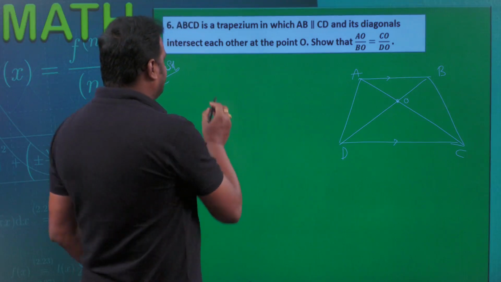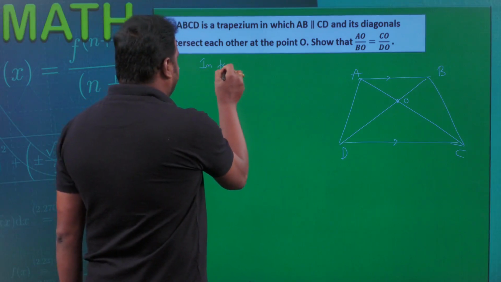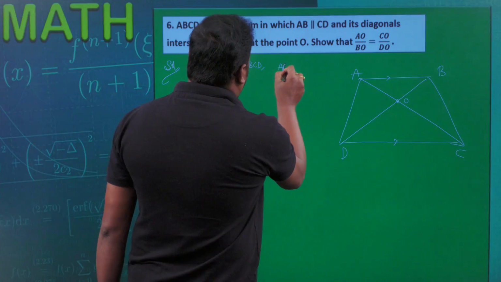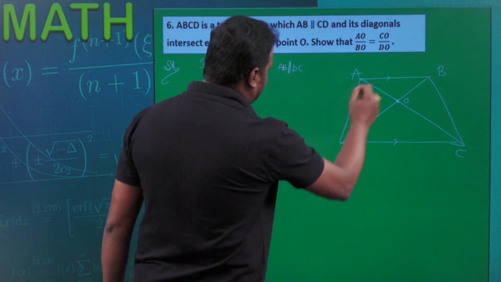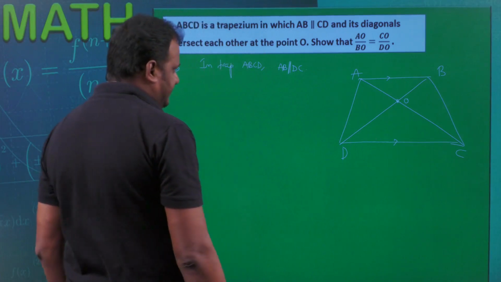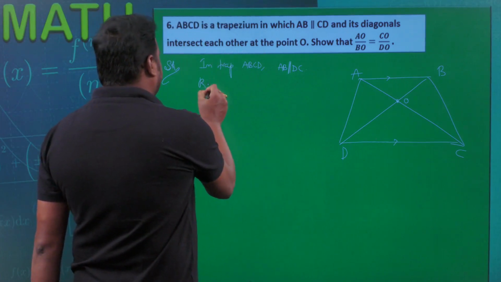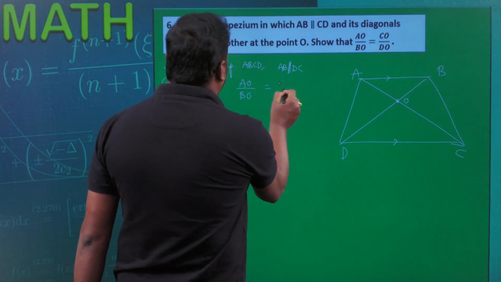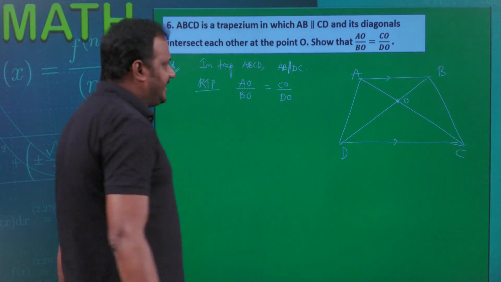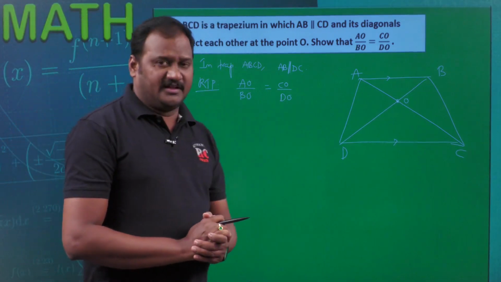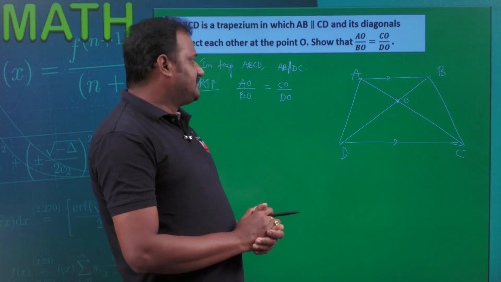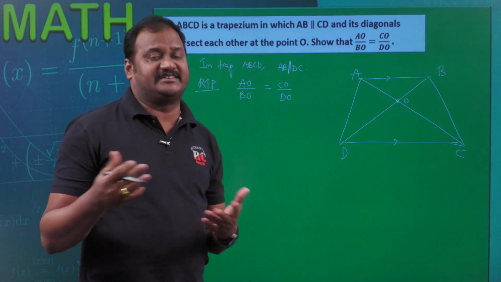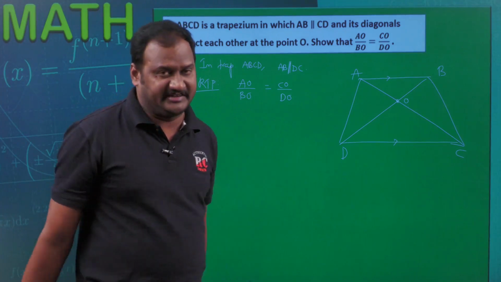So in this problem, in trapezium ABCD, AB is parallel to DC. These two are parallel. Of course, diagonals intersect each other at a point O. And what are you going to prove here? So RTP is AO by BO is equal to CO by DO. For that, I am going to use a small construction here. So why this construction is required? Because AO by BO is equal to CO by DO is just similar to, it's appearing like basic proportionality theorem.